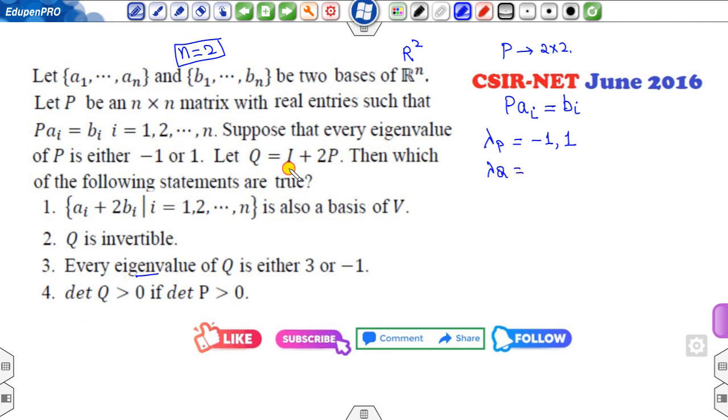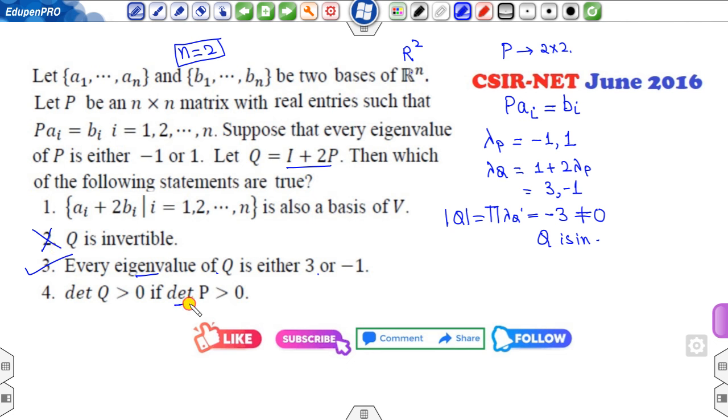Can you find the eigenvalue of Q? It is 1 plus twice the eigenvalue of P. So that means it will be either 3 or minus 1. The product of the eigenvalues is the determinant of this matrix. What is the product of the eigenvalues of Q? It is minus 3, which is non-zero. That means Q is invertible.